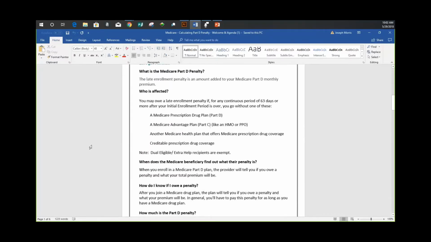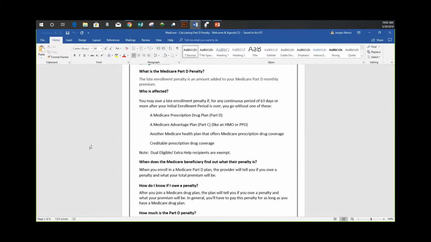So what is the Medicare Part D penalty? The Medicare Part D penalty is the late enrollment penalty, and it's an amount added to your Medicare Part D monthly premium. What that means is if you enroll late into your Medicare Part D, there's a penalty counted, and it is in addition to whatever the standard premium would be on your Part D drug plan.